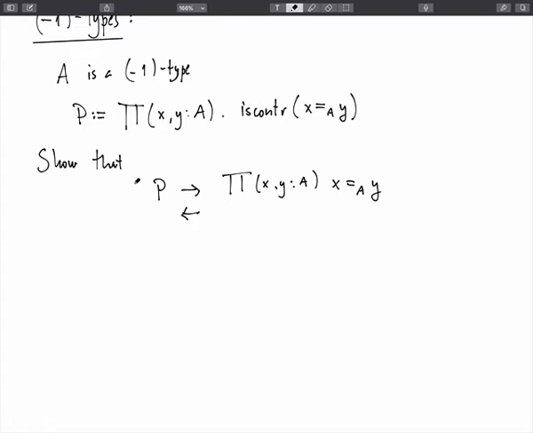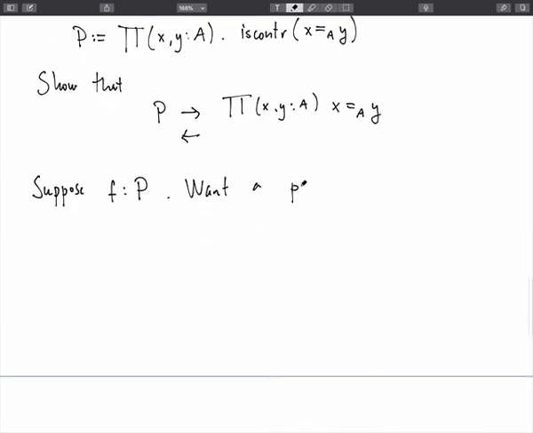Okay, so let's go in this direction. We want an F and we want a G. Suppose we have F in P, since P is a function space. What do we want? We want a point in here, and you should observe how I construct these things, because that's how you do type theory, also with the proof assistant.